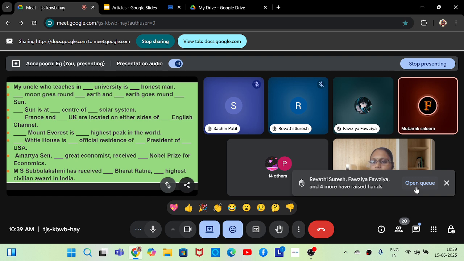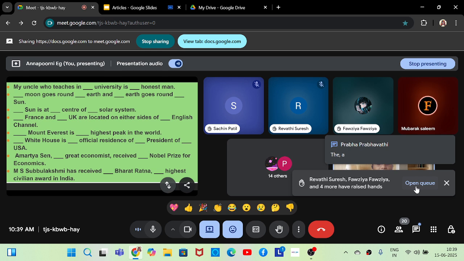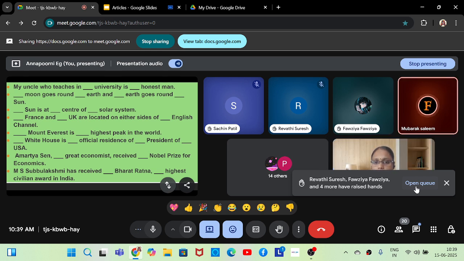Amartya Sen, the great economist, received the Nobel Prize for Economics. The answer is correct. Okay, the great economist.